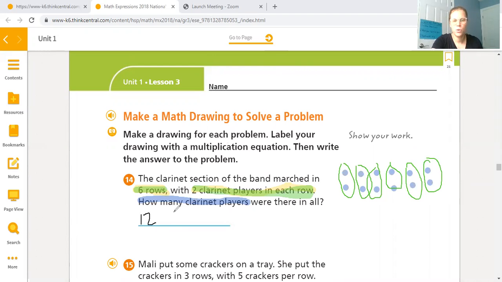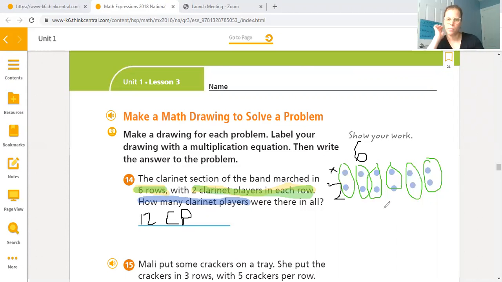To save time, I'm just going to write CP, but you would be expected to label appropriately. You would be expected to write clarinet players next to your number. So 12 clarinet players. Now, that is not all we need to do. We also need to label our drawing with a multiplication equation. We had 6 rows with 2 in each. So that would be 6 times, and we put the times sign right here on the corner because we are multiplying. So our number of rows, 6, times how many were in each row? Well, 2.